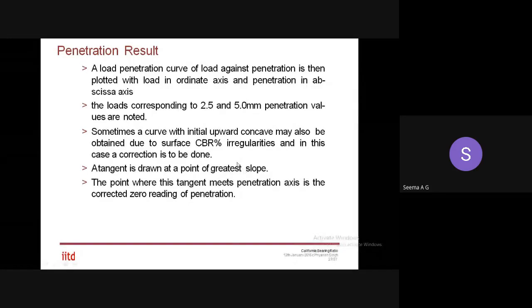Then standard specifications are given for the CBR value for different types of loading or different types of pavements. Standard values are given for the CBR value, and if by any chance the CBR value goes below the standard value, sometimes you may have to reject the soil mass, or improve the properties of the soil mass, or select a different soil mass itself. Okay.